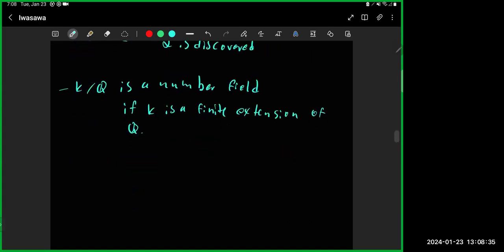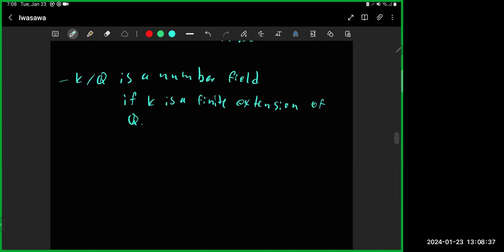So we have this number field, but now we also need to define the main constant of interest, namely what the class number is. So what is h of K? The idea is that inside Q you have the integers. So we have this number field extension.